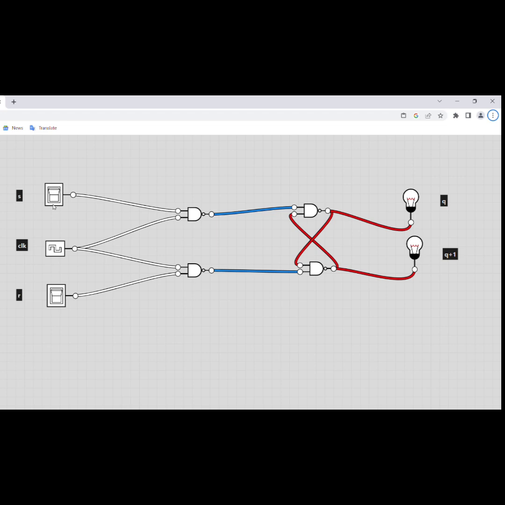When the S and R are 0, the output is also 0. When R is 1, the next state is 1. When S is 1, the present state is 1. When S and R are 1, the present state and next state is 1.